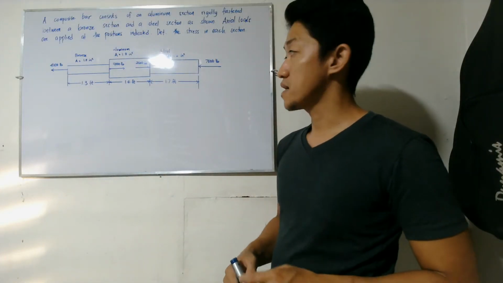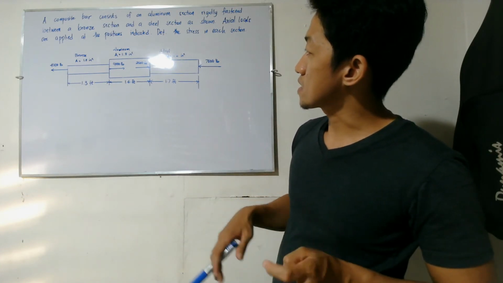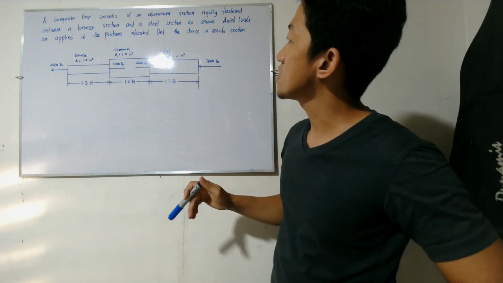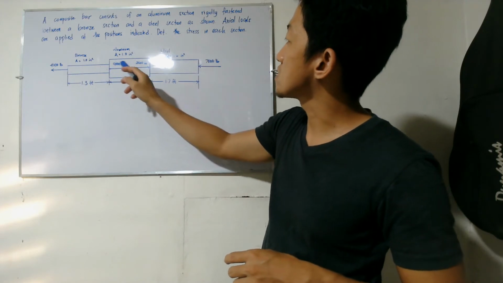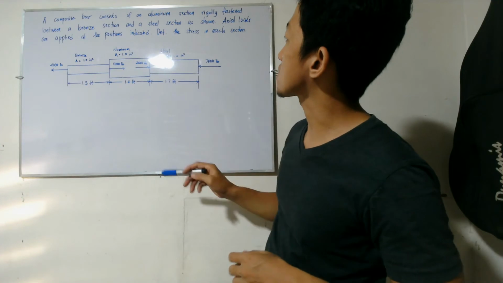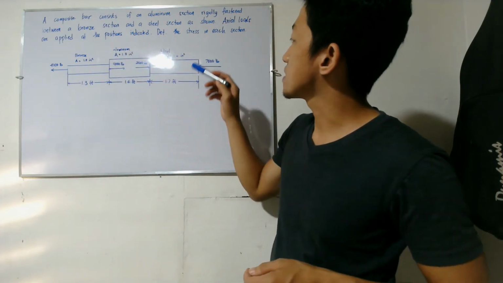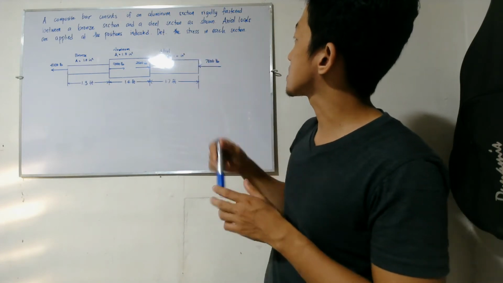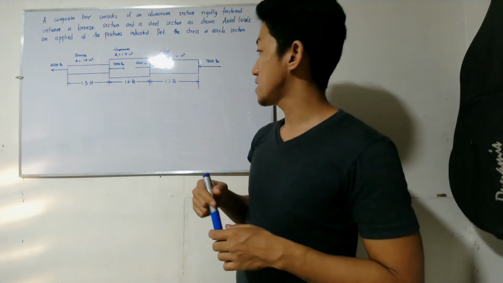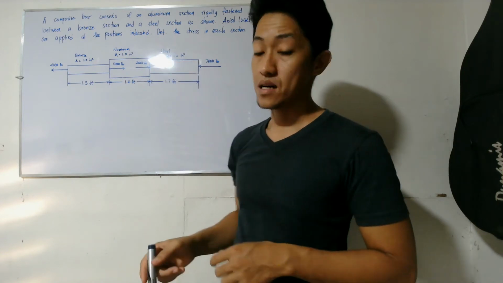Okay, so let's have this example. We have a composite bar, meaning it is composed of different materials. It consists of an aluminum section, this one, rigidly fastened between a bronze section and a steel section. Axial loads are applied at the positions indicated. Now the problem is to determine the stress in each section. So we are asked to find the stresses in the bronze section, the aluminum section, and this steel section.